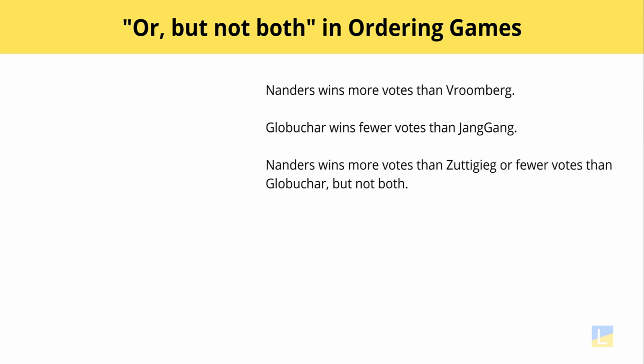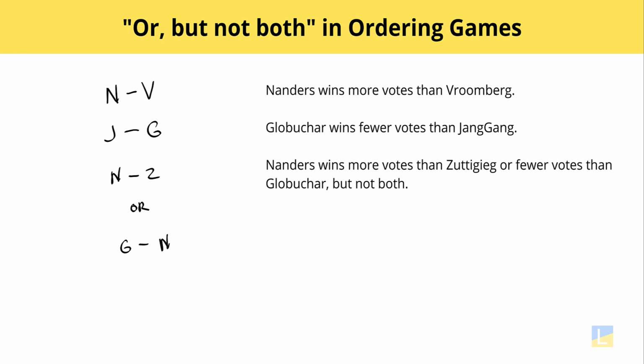So let's see how we can use this "or but not both" rule to split the game into two possibilities up front. The first rule says Nanders wins more votes than Vroomberg, so N is before V. And the second rule is Klobuchar wins fewer votes than Gang, so that means that G is going to come after J. And then the last rule, Nanders wins more votes than Z, or fewer votes than G, but not both. So let me go ahead and put N before Z, or N is going to come after G.